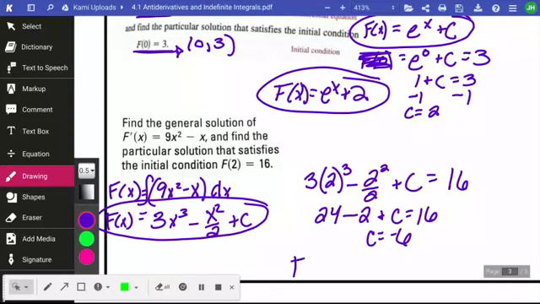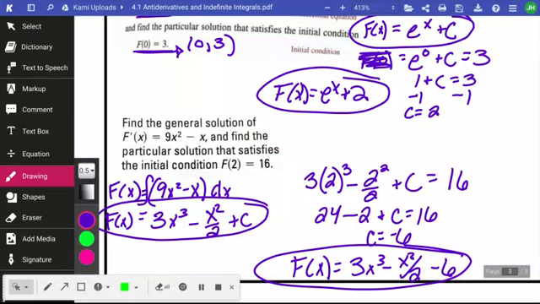So then I rewrite it as f of x is equal to exactly what we had before. But this time I'm going to put in, don't put plus minus 6, put just minus 6. If you're adding a negative, it's a subtraction. And that is your particular solution. They sometimes don't ask you for the general. You just have to find the general to get the particular. It's an important step to take. Any questions on that?